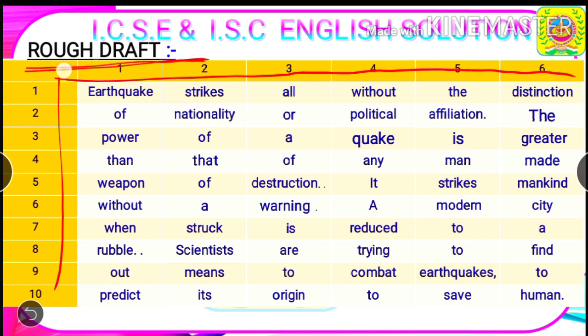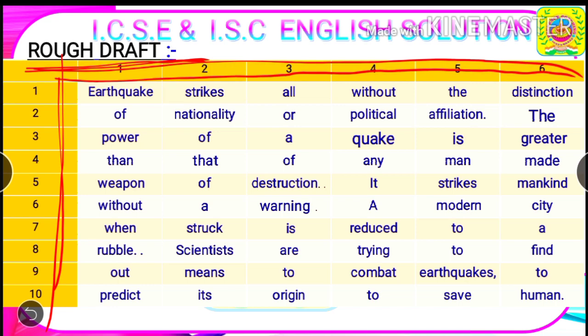Here there are 7 columns and 11 rows, and after doing that we have marked it like this, and after doing this you are going to write the answer. So this is the final answer.